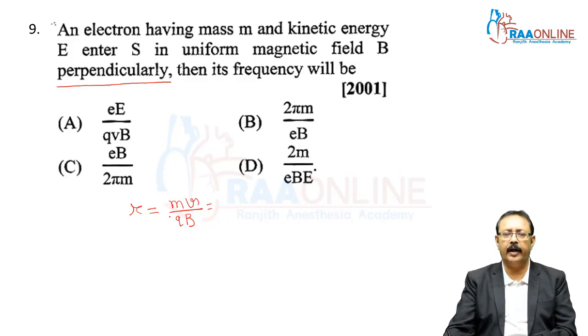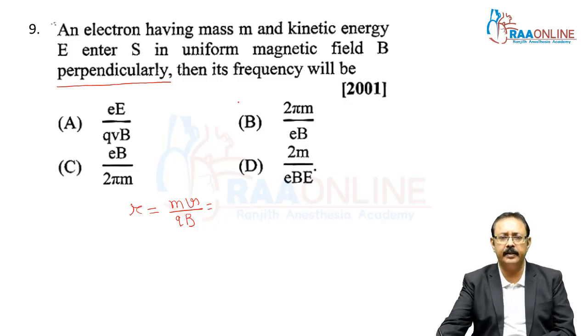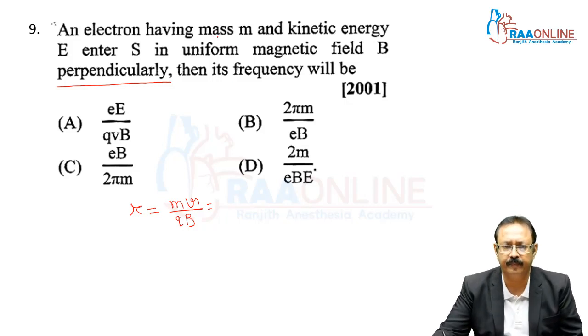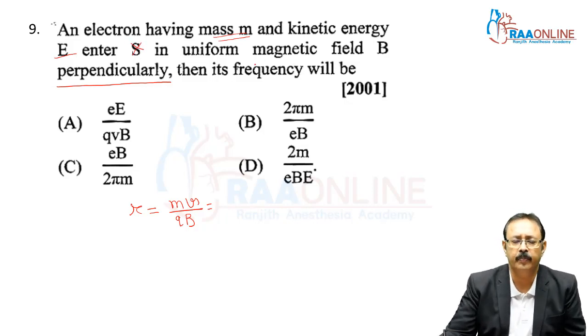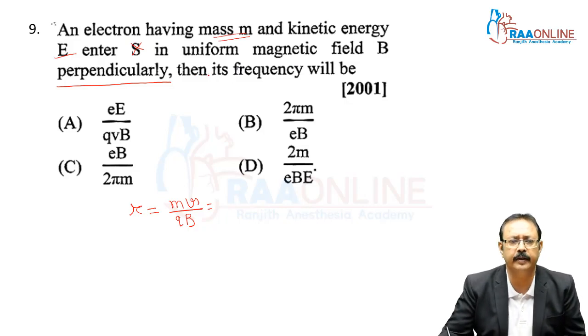An electron having mass m and kinetic energy E enters a uniform magnetic field B perpendicularly. Mass is m. Kinetic energy E is given. Then what will its frequency be?